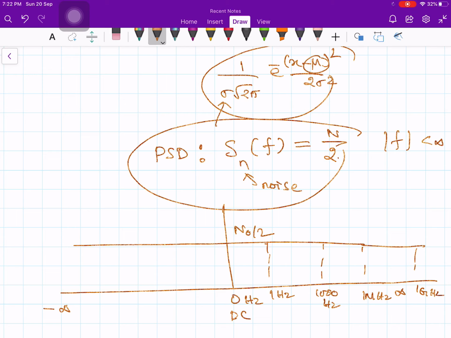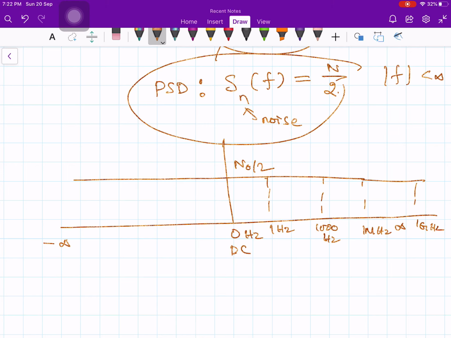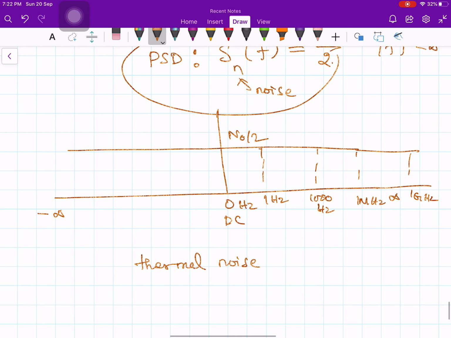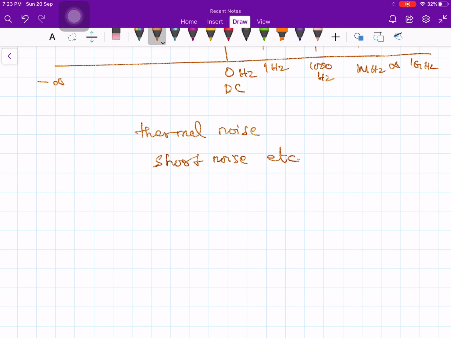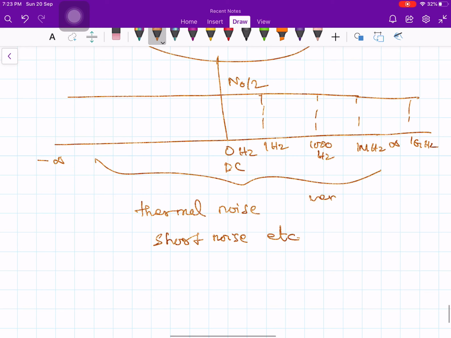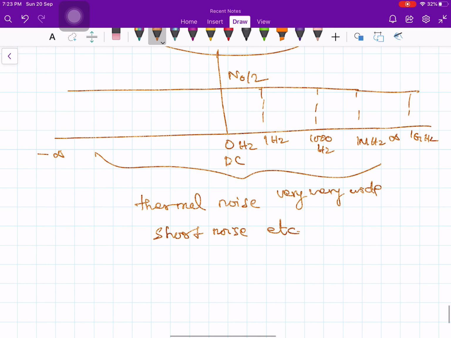If you recall from our random process course, the kind of noises that we deal with in communication systems are thermal noise, shot noise, etc. Recall all those things. These noises are modeled as a very wide spectrum range. The spectrum is very, very wide. Therefore, for all practical purposes, the noise can be considered to be a white noise process.